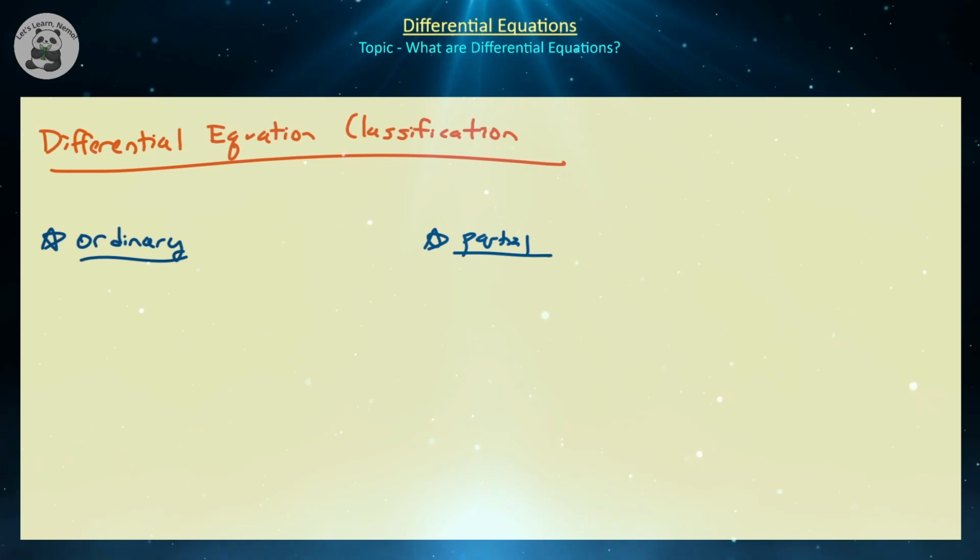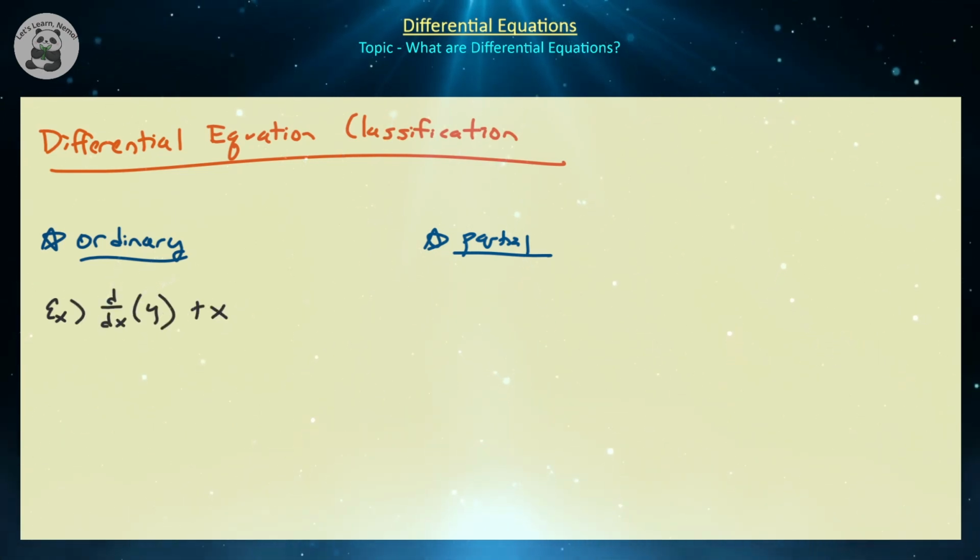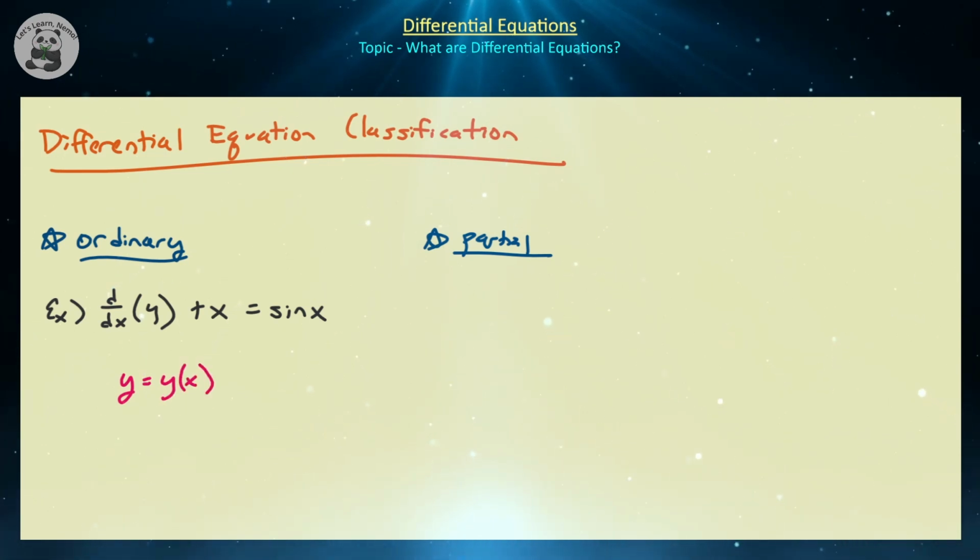Ordinary differential equations are where you just have one unknown function of one independent variable, for example y being a function of x. That would look like the derivative of some unknown function y plus some variable x is equal to sine of x. So in this particular case, y is assumed to be a function of x only.